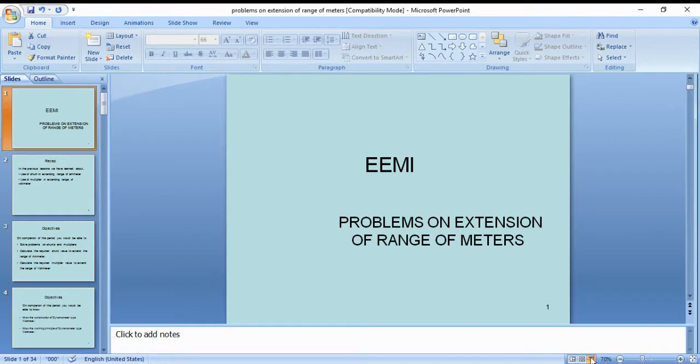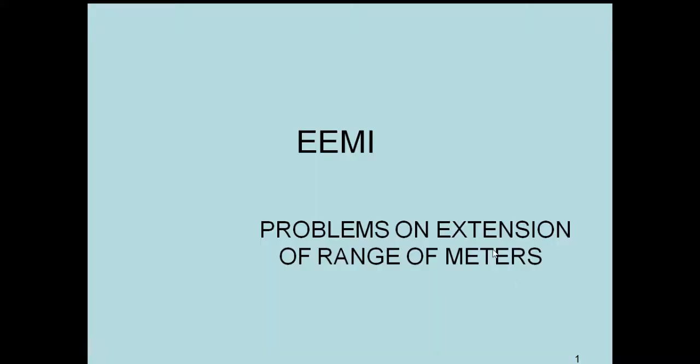In the previous class, we discussed how to extend the range of a given PMMC type meter, and we also discussed how to extend the range of a voltmeter. Based on the derivations, we concluded that by using one shunt, we extend the range of an ammeter, and by using one multiplier, we extend the range of the voltmeter. In today's video class, we are mainly going to discuss the problems on extension of range of meters.